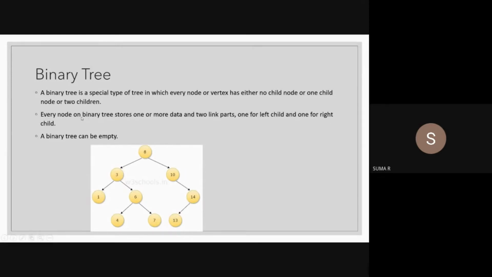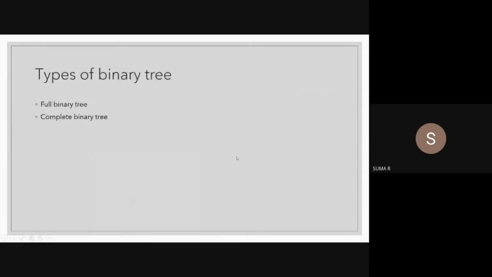Every node in a binary tree stores one or more data and 2 link parts. Since it has only 2 children, it has only 2 link parts. One is for the left child and another one is for the right child. The binary tree can be empty. If the tree does not contain any node, we can say that the binary tree is empty. Now, the binary tree can be classified into two types. One is full binary tree and another one is complete binary tree.